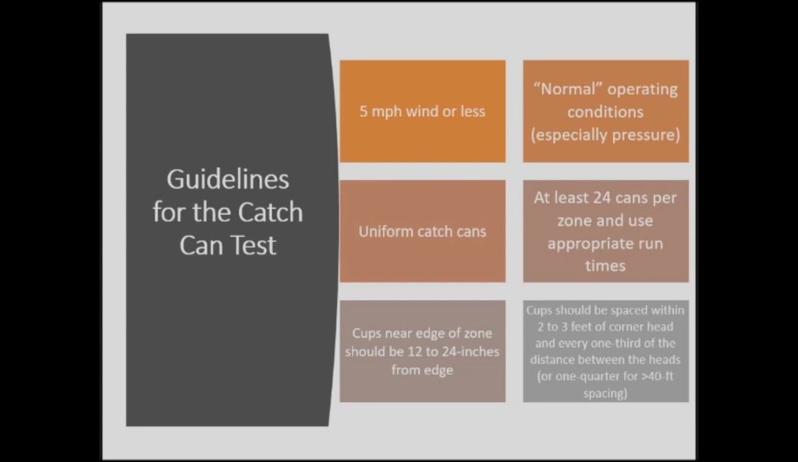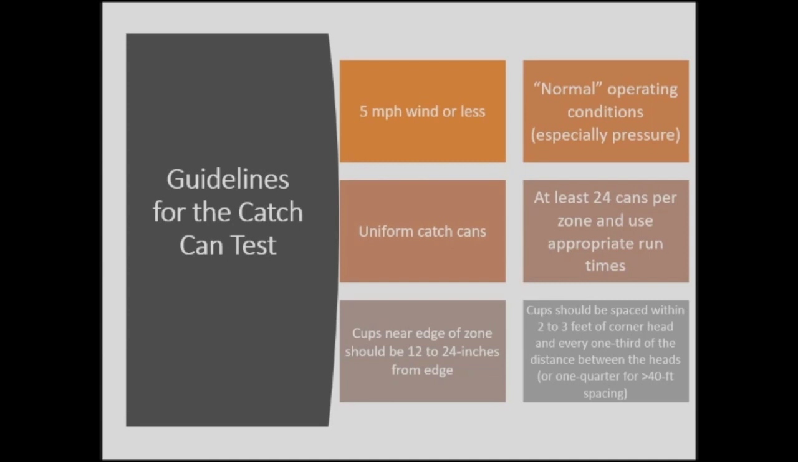If you're going to use catch cans, make sure they're the same type. Just be consistent, okay? Don't mix and match them. It's just better to have consistency there. But in terms of how many, you'll see that typically a minimum of 24 per zone is the recommendation. All right, and from that we can get enough data to have good information when we do our calculations.